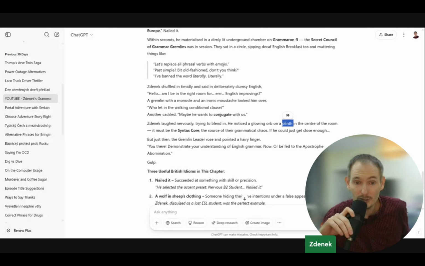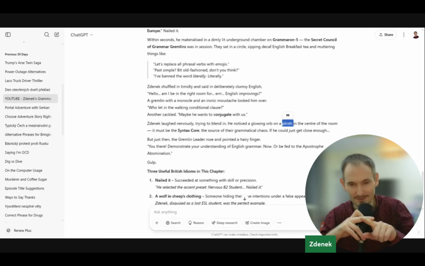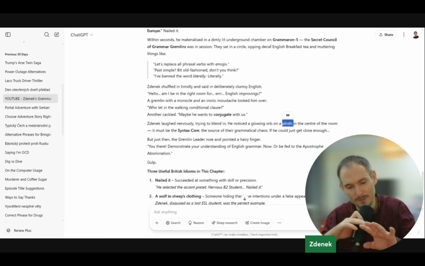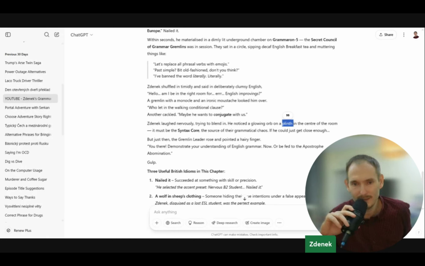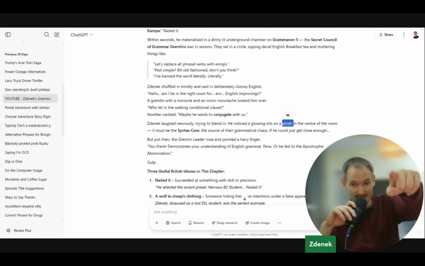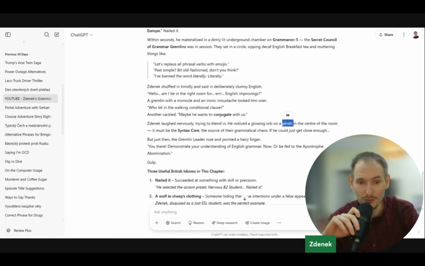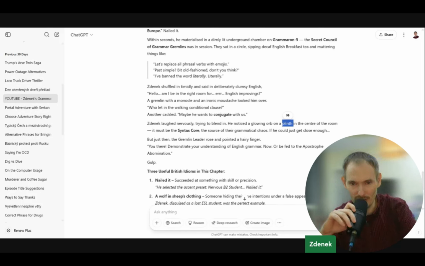I don't know. But just then, the gremlin leader rose and pointed a hairy finger. So the gremlin leader, I guess, is a bit older. I suppose older people have hairy fingers. No, I think so. And the leader, yeah, is the main guy, and he rose. So to rise, in this case, is to make yourself look bigger, to stand up, I suppose. And pointed a hairy finger. You there, demonstrate your understanding of English grammar now, or be fed to the apostrophe abomination.